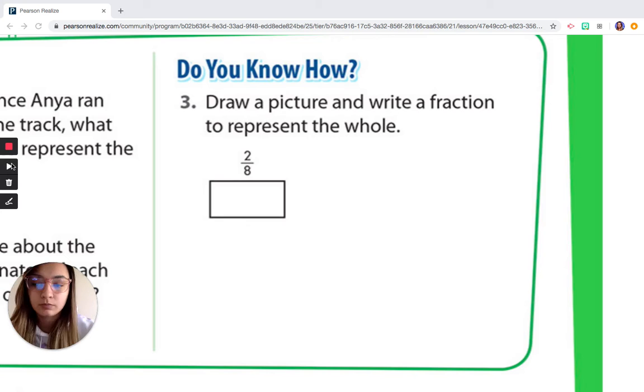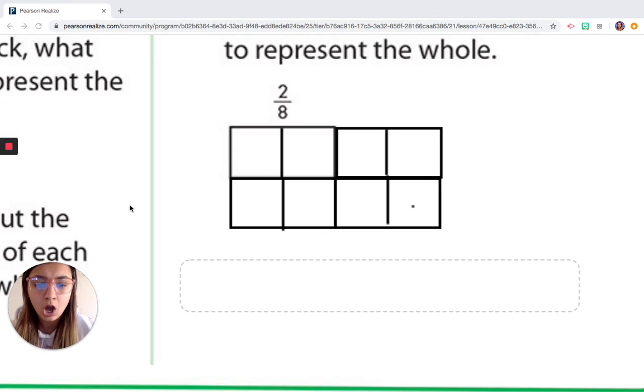So the first thing that I'm going to do is, because the numerator says 2, I'm going to split this in half so that I have 2 here. So now I know that this is 2, and I'm going to need 8 of these. So I'm going to go ahead and draw 8 of them. All right, so now that I have it drawn out, I will explain it to you.